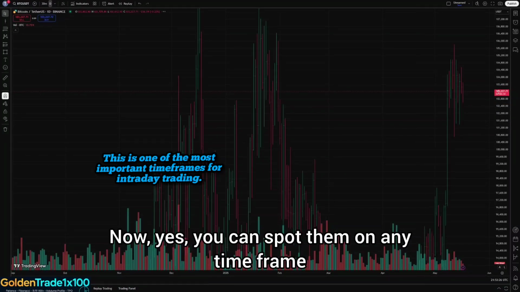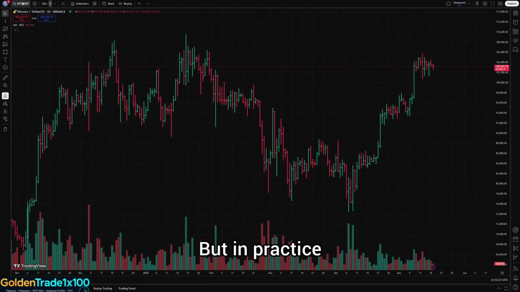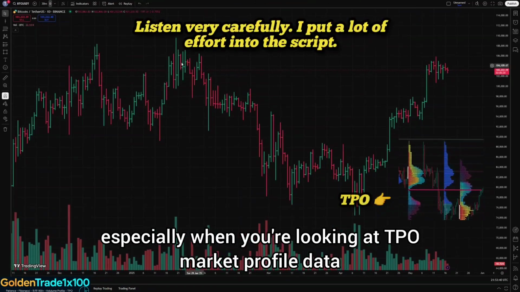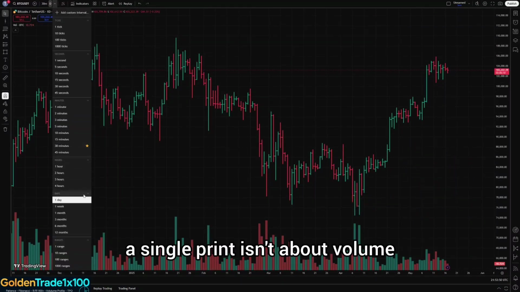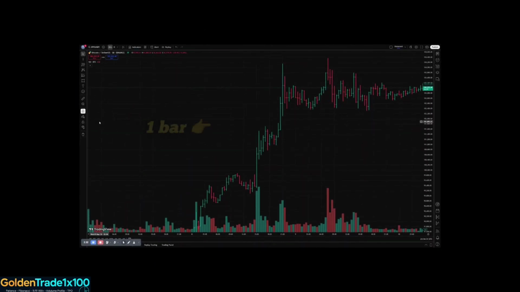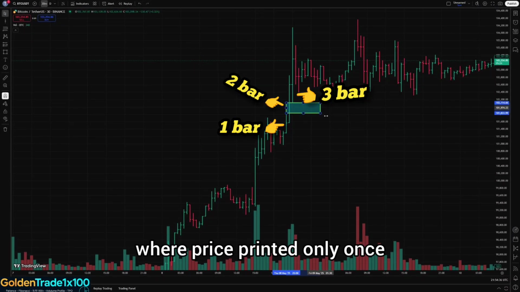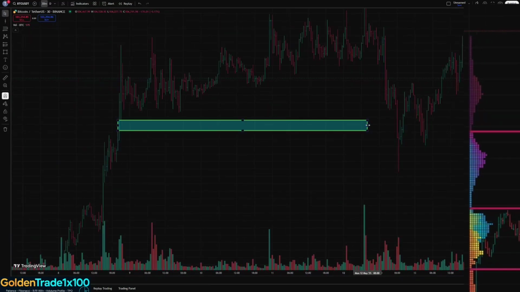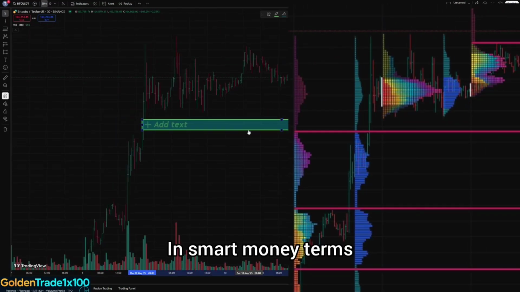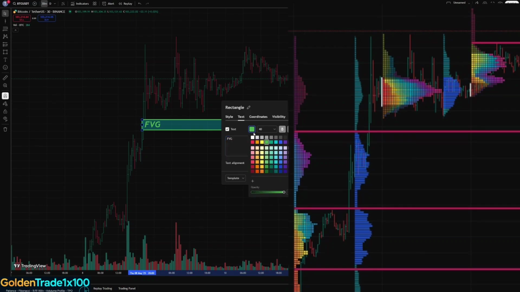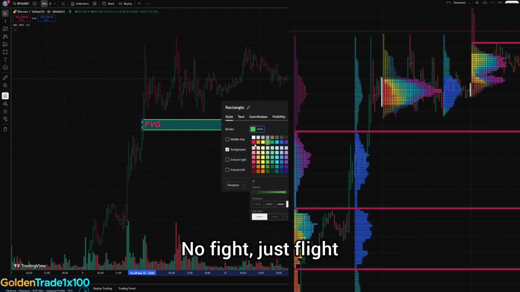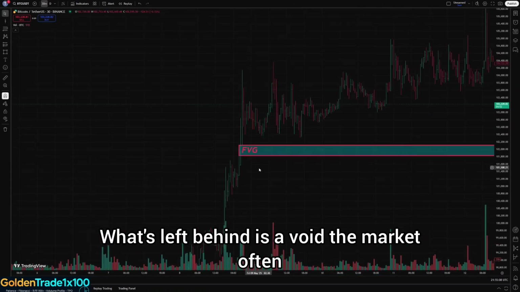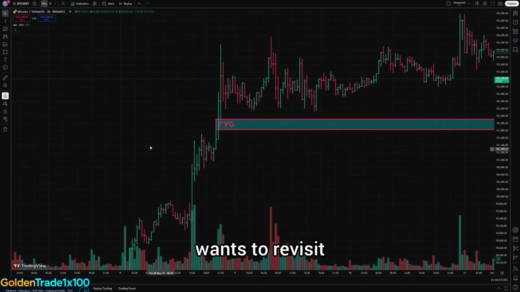Now yes, you can spot them on any time frame. But in practice, they're most commonly used on the 30-minute chart, especially when you're looking at TPO market profile data. In that context, a single print isn't about volume, it's about time. It's a 30-minute bar where price printed only once and got rejected instantly, zero acceptance. In smart money terms, that's your FVG. Price skipped levels due to overwhelming demand or supply. No fight, just flight. What's left behind is a void the market often wants to revisit.